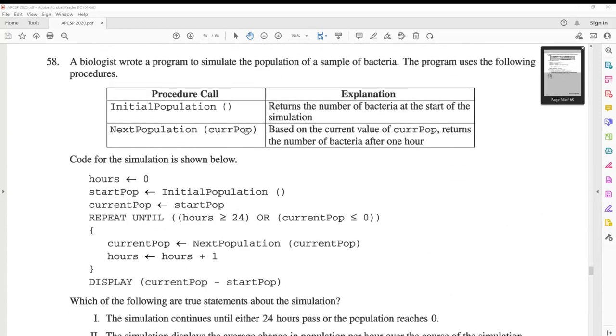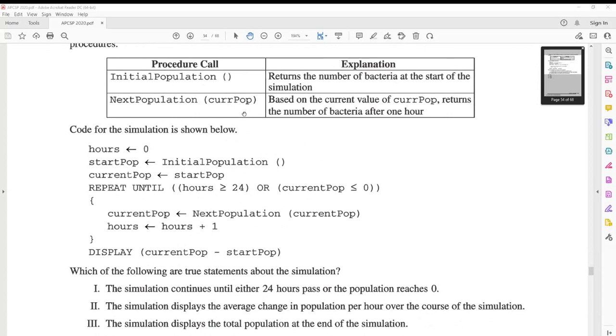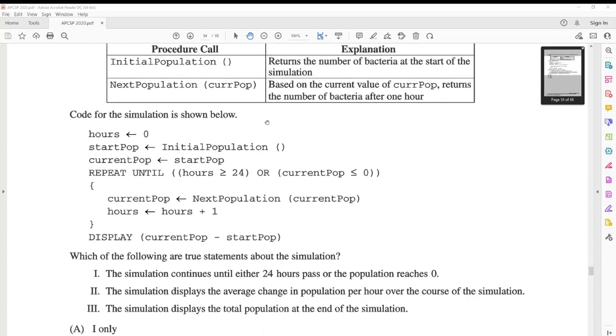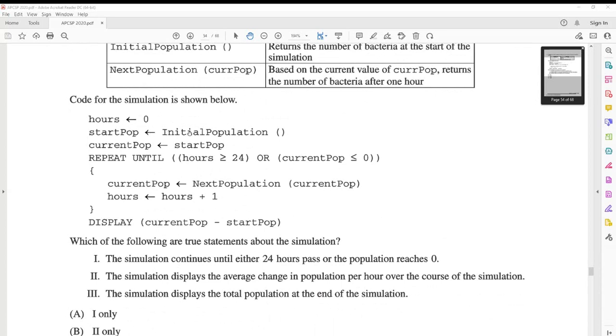Okay, number 58, we have procedure code. Initial population, next population. So this one is to simulate the bacteria growth. R equals 0. Current population equals the start population. Then repeat until R greater than 24 or current population less than or equal to 0. And then we do this.